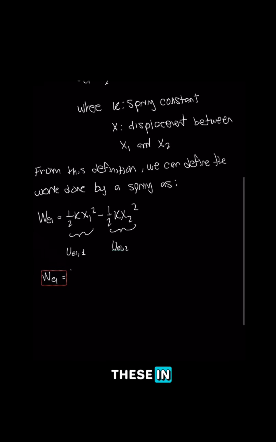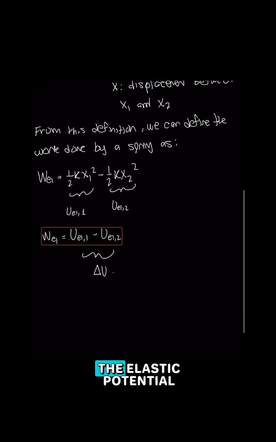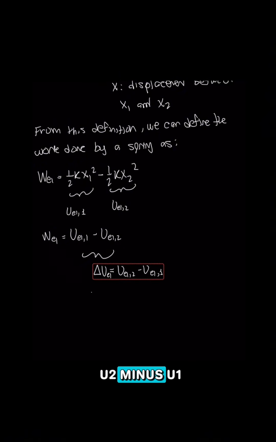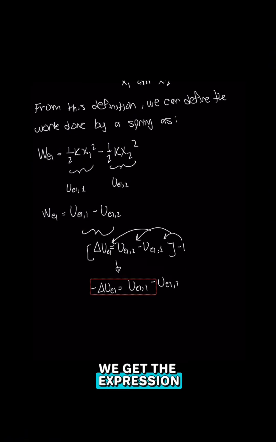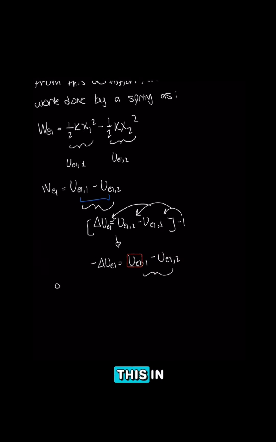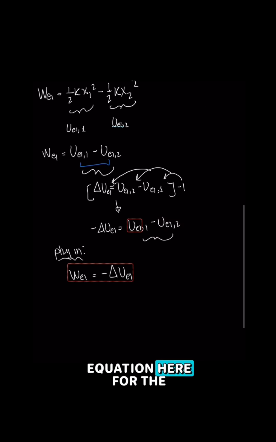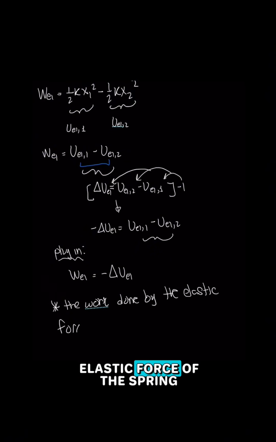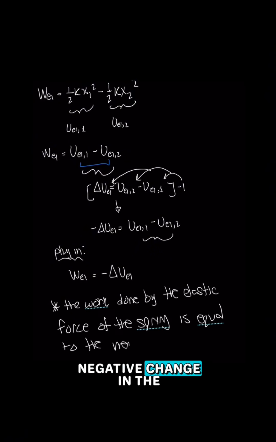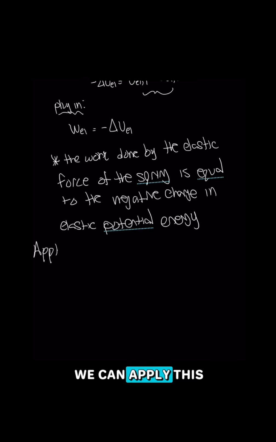So we could plug these in, and then we can identify the change in the elastic potential is equal to u2 minus u1. And if we multiply both sides by -1, we get the expression that's in our equation. So if we plug this in, we get this final equation here for the work done by the spring. This means that the work done by the elastic force of the spring is equal to the negative change in the elastic potential energy. We can apply this to our example.